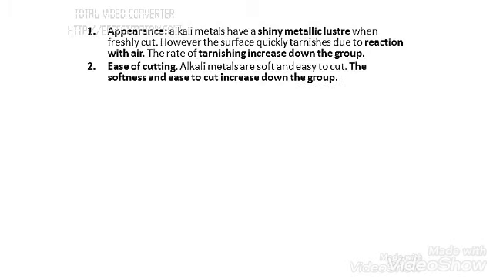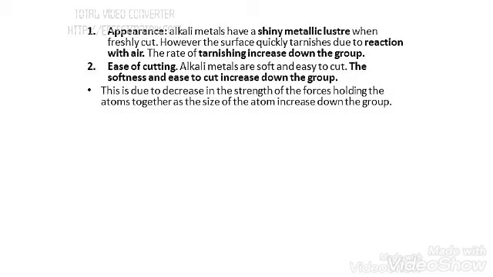Then ease of cutting. Alkali metals are soft and easy to cut. The softness and ease to cut increase down the group, and the reason is due to decrease in the strength of the forces holding the atoms together as the size of the atom increase down the group. So as the atom becomes bigger and bigger, the forces that are holding the atoms together become weaker and weaker.